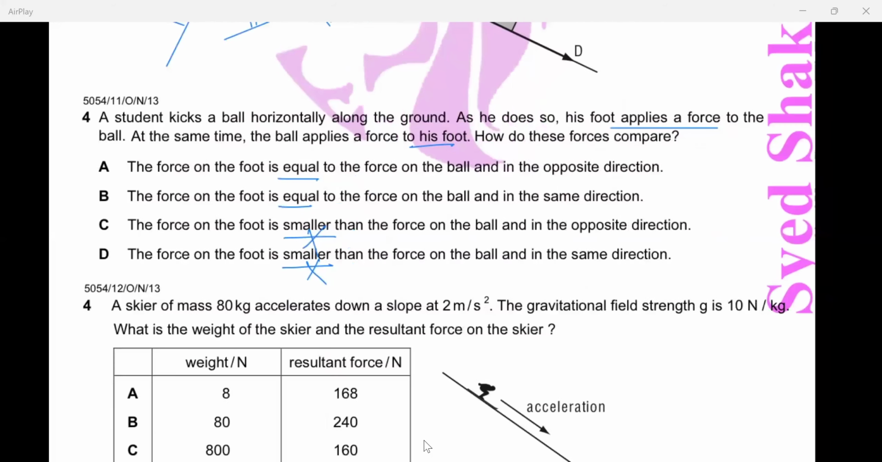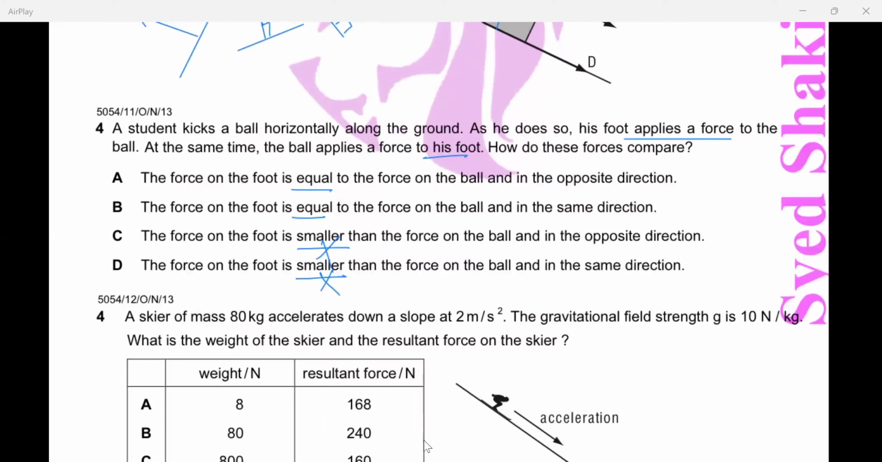A student kicks a ball horizontally along the ground. As he does so, his foot applies a force to the ball. At the same time, the ball applies a force to his foot. How do these forces compare? Recording का option देखो, record हो रहा है. Okay. The force on the foot is equal to the force on the ball. The force on the foot is smaller than the force on the ball.